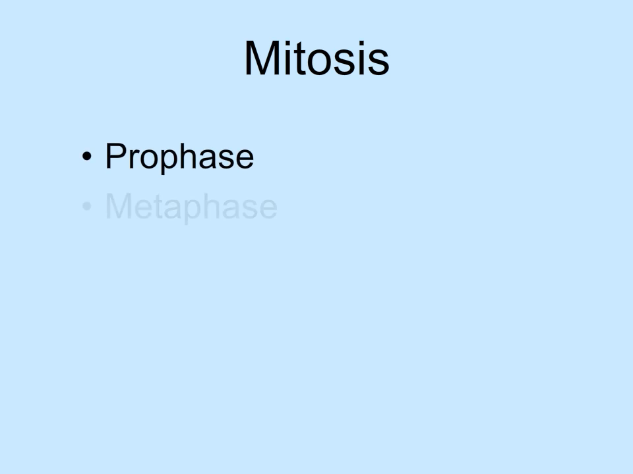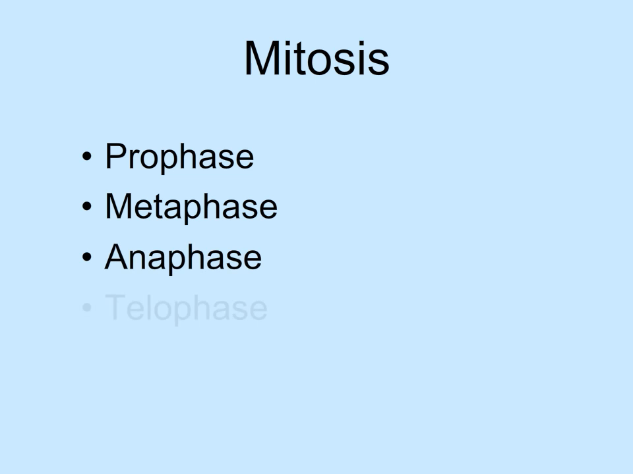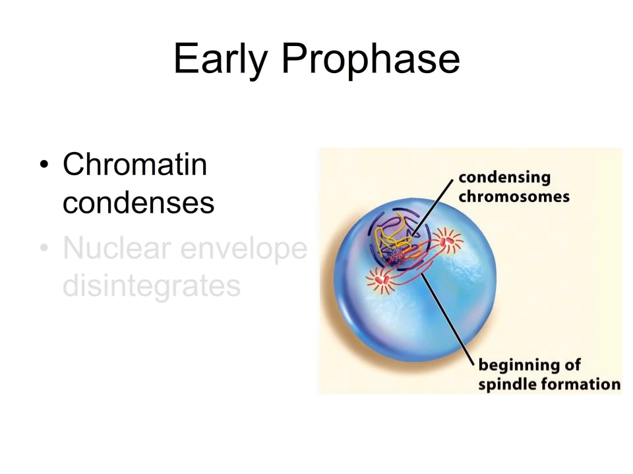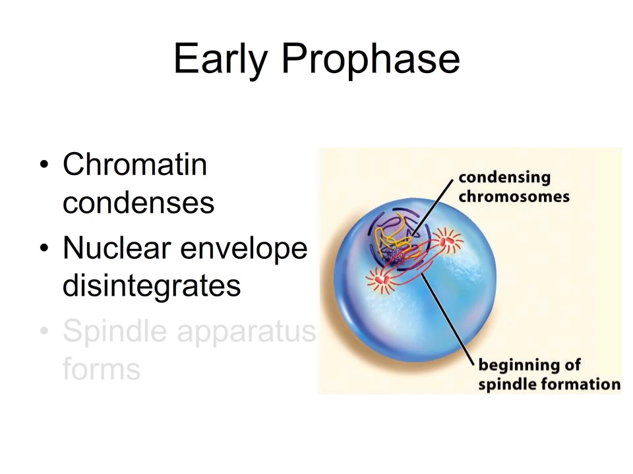Mitosis consists of 4 basic stages: prophase, metaphase, anaphase, and telophase. This sequence of phases can be easily memorized using the mnemonic PMAT. In the early part of prophase, the chromatin continues condensing, the nuclear envelope disintegrates, and the spindle apparatus forms. The spindle apparatus grows from the centrioles in the animal cell and is composed of microtubules that will attach to the chromosomes.